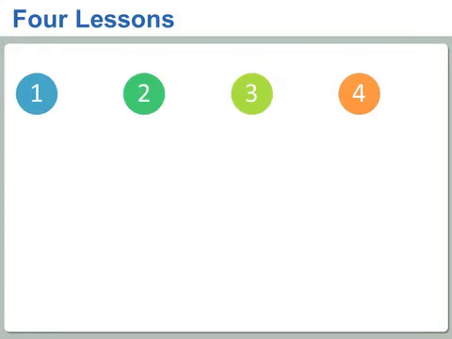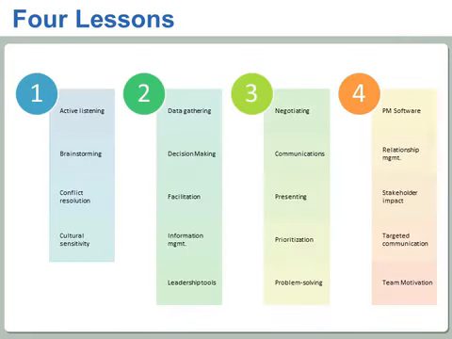But of course, it would be ridiculous to try and squeeze all 20 of these knowledge and skills into one single lesson. That is why we have created 4 separate lessons, and we divide these 19 really, cross-cutting knowledge and skills up, as you can see here. And in the coming minutes, you will hear me discuss active listening, brainstorming, conflict resolution, and cultural sensitivity here in the first of these 4 lessons.